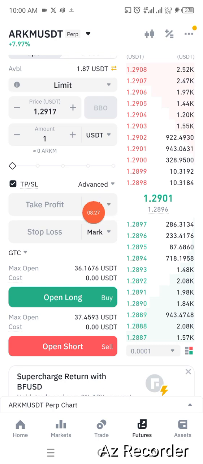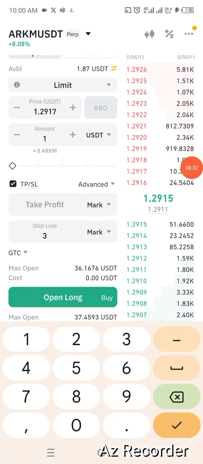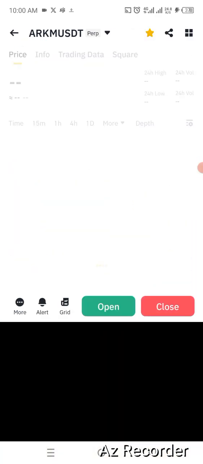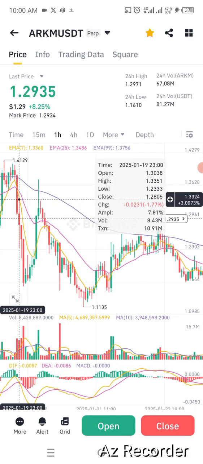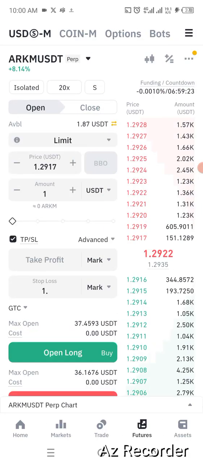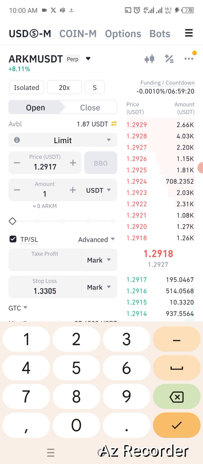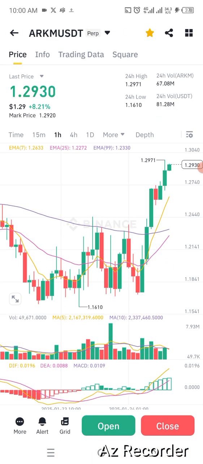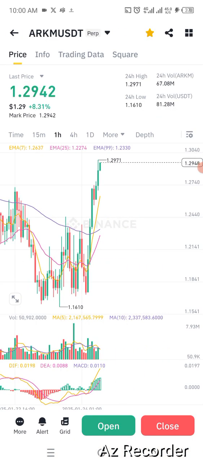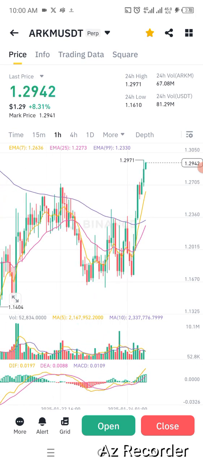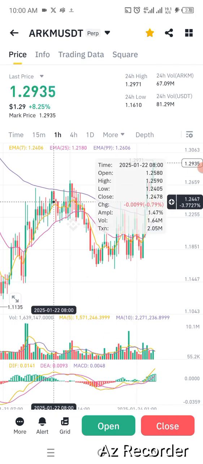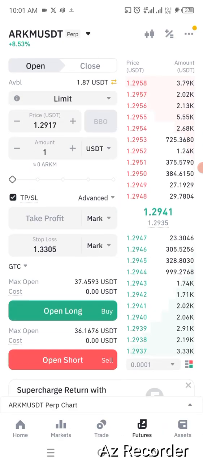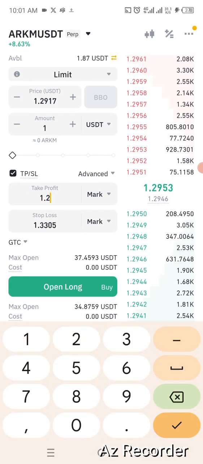So for the stop loss now, it's 1 point. Let me look at it again. 1.3305. Let's use that 1.3305. Then for the take profit, because I'm shorting, I'm predicting that the market will go way lower from where it is now. Then take profit, I'm looking at this region here. Let's say 1.2447. These are just examples.